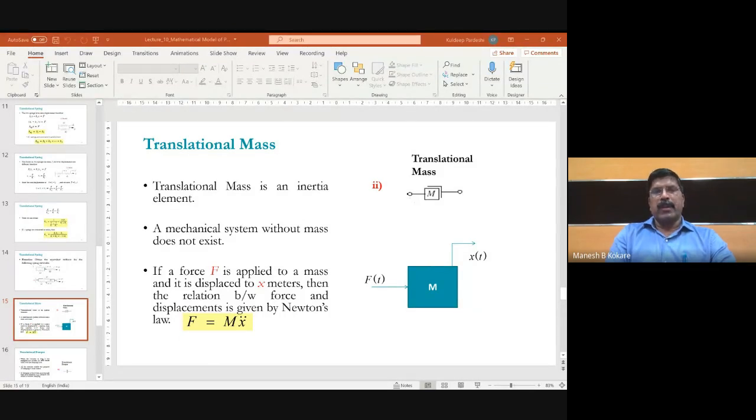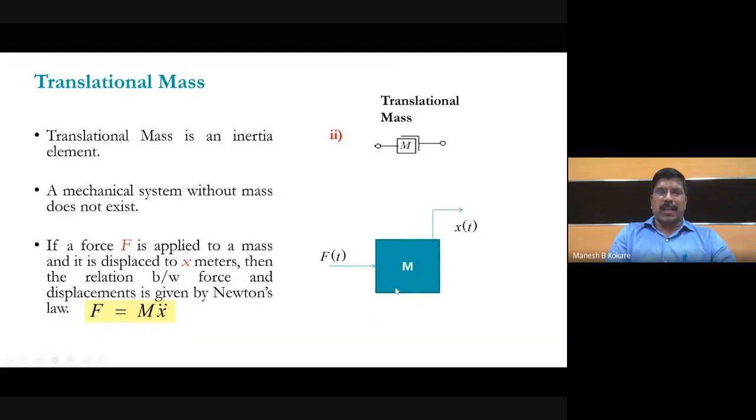Okay, so I was talking about this mass element. This mass element is an integral part of any mechanical system. It is also called the inertia element. When you apply force on this mass element, it will offer a reactive force also, and then there will be displacement. This is given by Newton's law: the force is directly proportional to the acceleration, and the proportionality constant is m, so we have replaced it with equal to m.